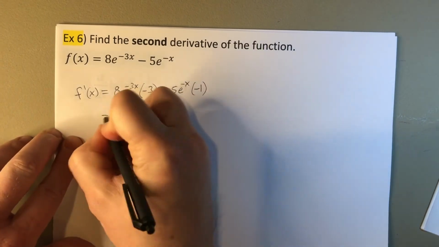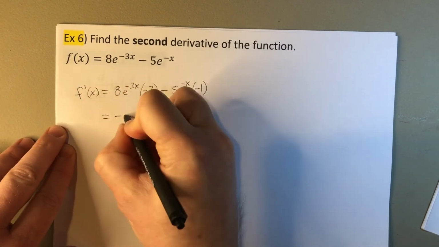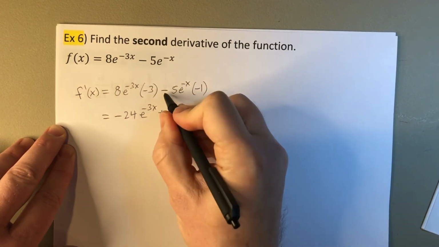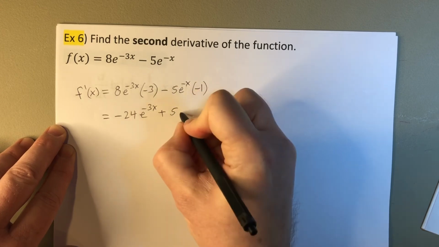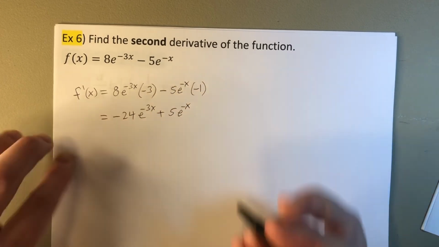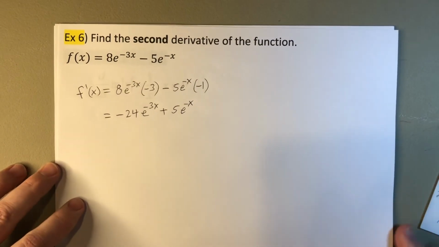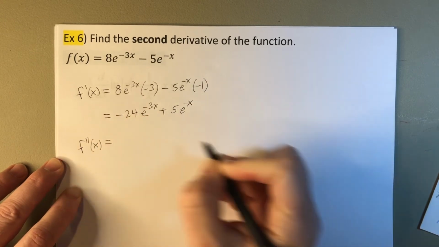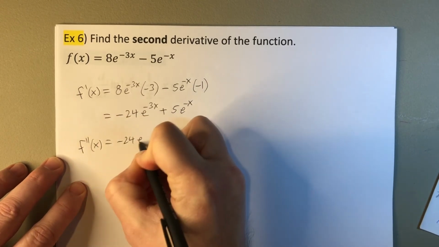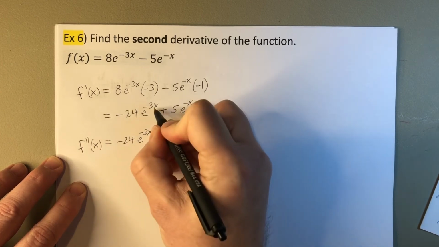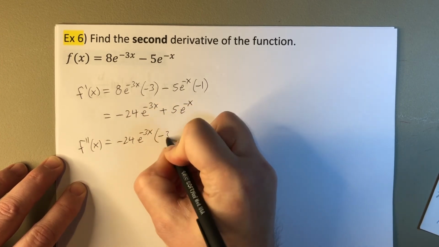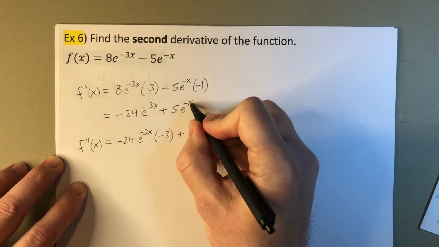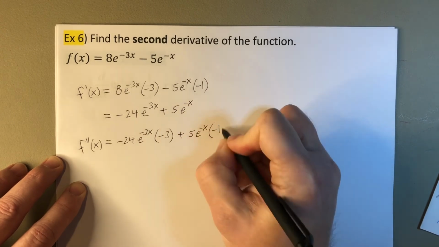And so the first derivative would be equal to negative 24 e to the negative 3x plus, because a negative times a negative is a positive, plus 5e to the negative x. That's our first derivative. Okay, what's our second derivative? Well, the second derivative is just the derivative of the first. So here we go again. Negative 24 e to the negative 3x times the derivative of this exponent, which is negative 3, plus 5e to the negative x times, again, the derivative of this exponent, which is still negative 1.